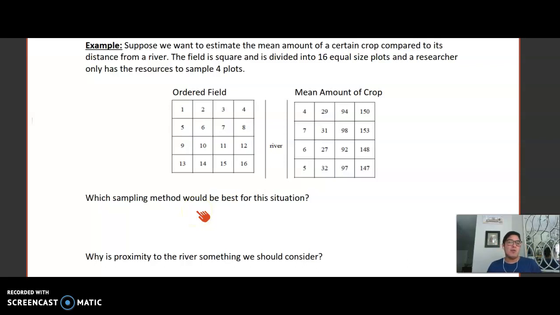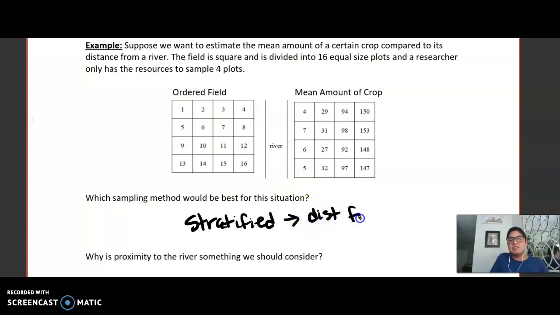What should I do? Should I sample all the ones next to the river? All the ones furthest from the river? Should I randomly select every 4th one, every 3rd one, etc.? Well, if I can only sample 4, I want to be very strategic. I would probably want to sample some of all of the different distances from the river. So a good situation here would be a stratified random sample. And here we'd stratify based on distance from the river.